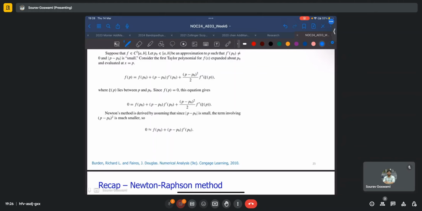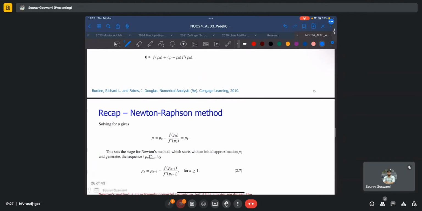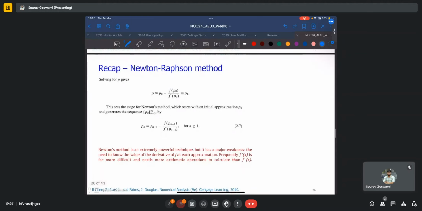And since the absolute difference of p minus p0 is small, the term involving (p minus p0) squared will of course be negligibly small. And thus we can actually approximate it to the first order term itself. So f of p0 plus (p minus p0) f prime of p0 will equal 0. And should we solve for p, it will yield p equals p0 minus f of p0 by f prime of p0, which can then act as our value of the root for the next iteration.